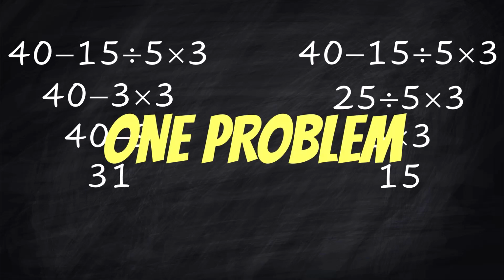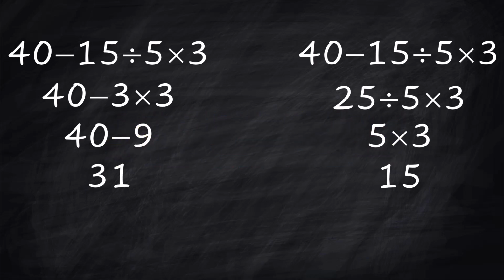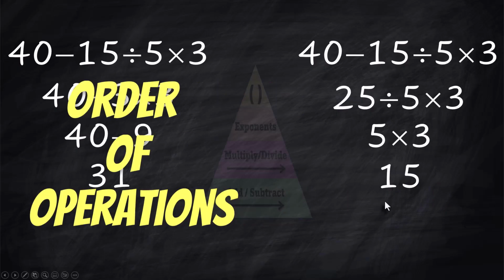Two people did the same problem two different ways. One person got the answer of 31 and another person got 15. So which one is right? Well, it depends on which one followed the order of operations.